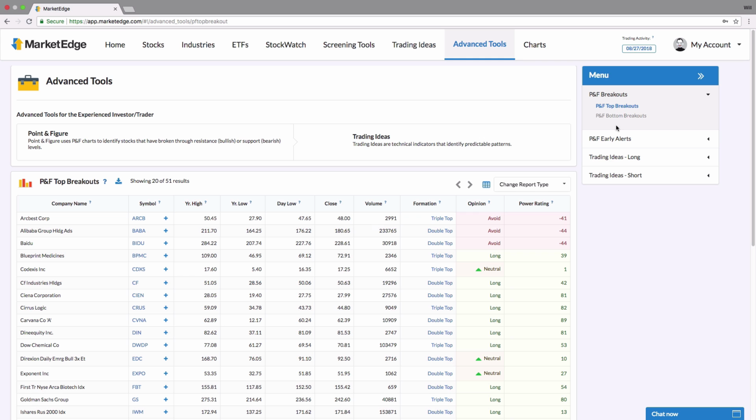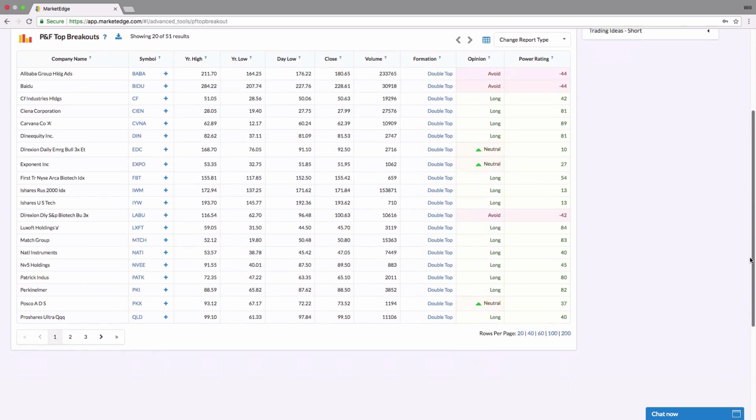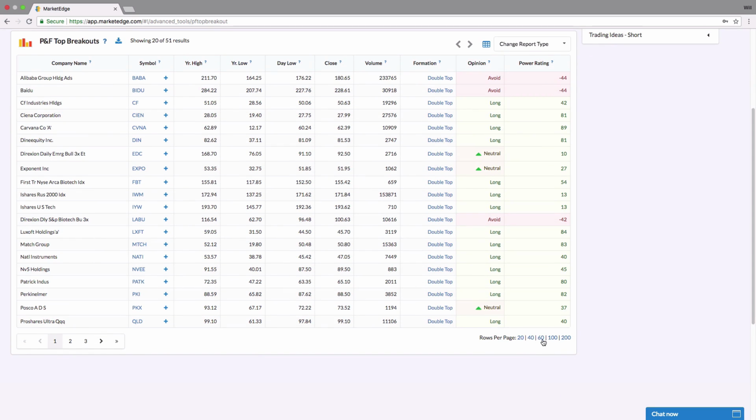These are all the stocks that broke out yesterday. What I want to do is click on the formation here, and you're going to see here we have a double top. Down further, we have triple tops. Let me expand this out to 60. We had an awful lot of stocks break out yesterday.